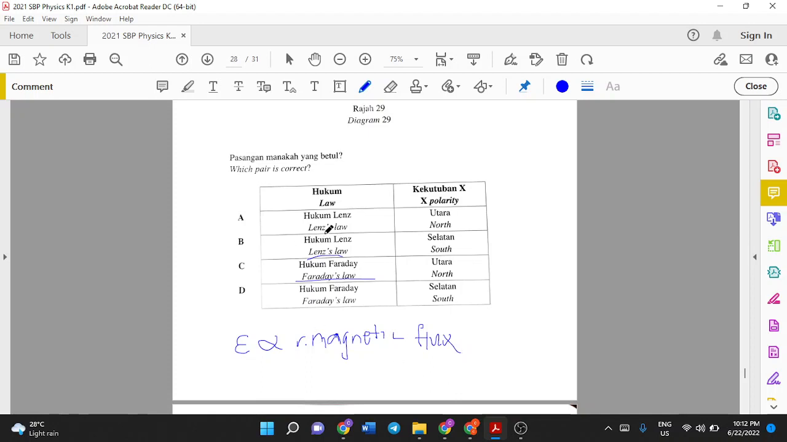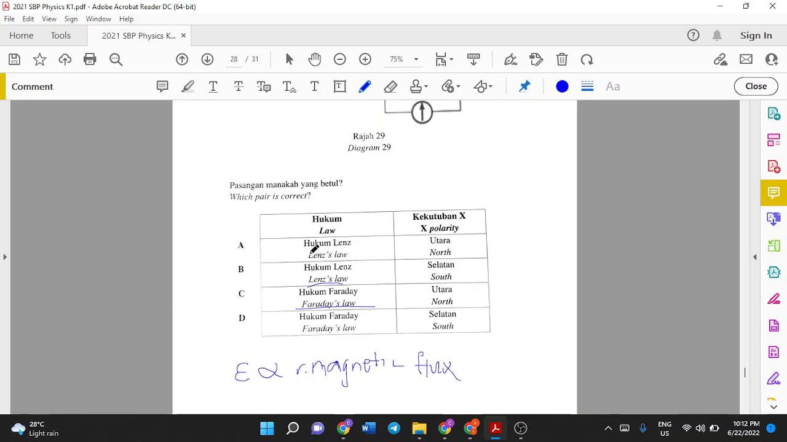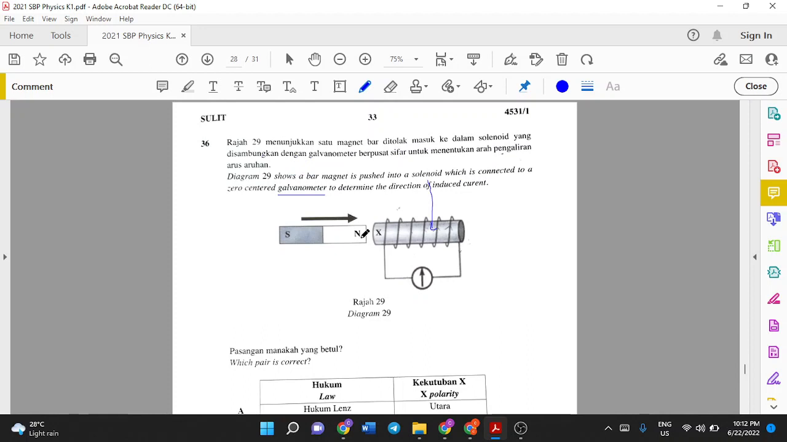Alright, Lenz's law states that the induced currents, or the induced electromotive force, always flow in such a direction so as to oppose the change causing it, which means the induced currents will tend to flow in a direction that opposes the movement of whatever caused the induced currents. For example, our magnet is moving into the solenoid. So here is north. In order to oppose the motion of the magnet, here will be N, here will be S, because N and N repel each other.